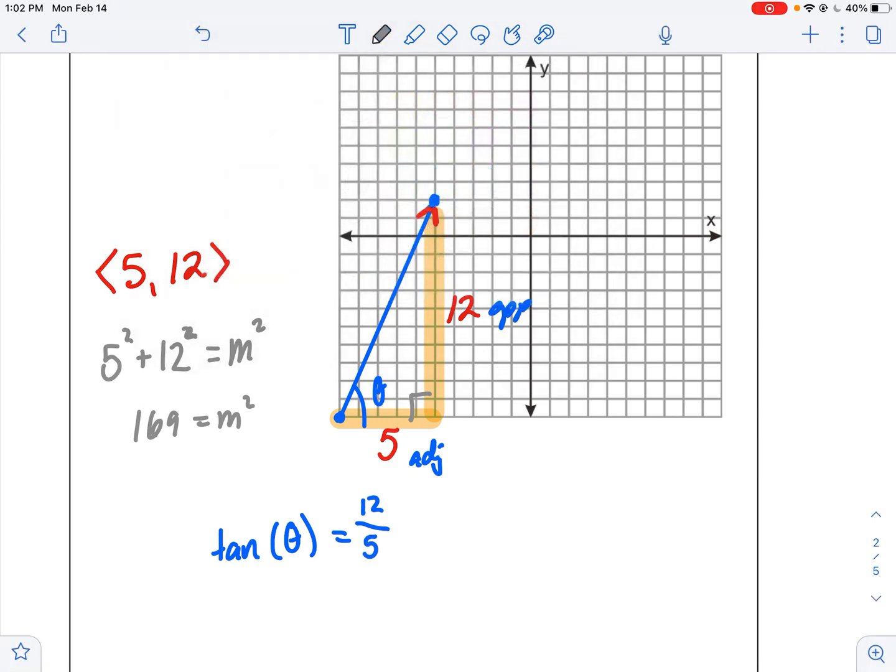But I want to get rid of the tangent. I want to get just theta. So to undo tangent, I'll do the inverse operation of tangent. I'll do tangent inverse of 12 over 5, opposite over adjacent. So inverse tangent, or tangent inverse, or arctangent of 12 over 5, that theta should get me 67.38 degrees.